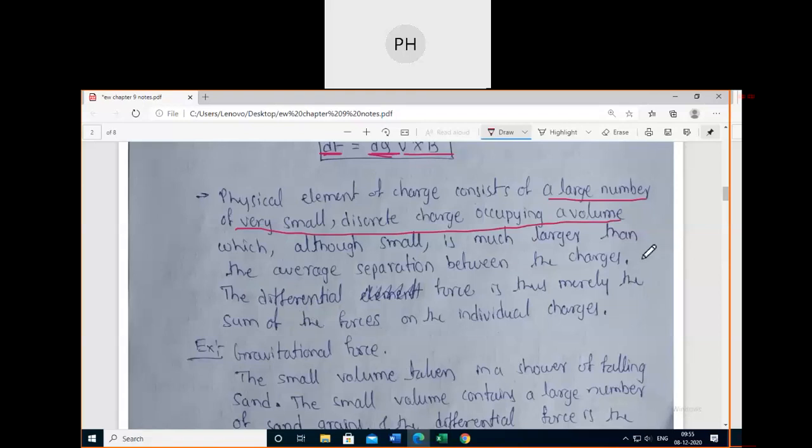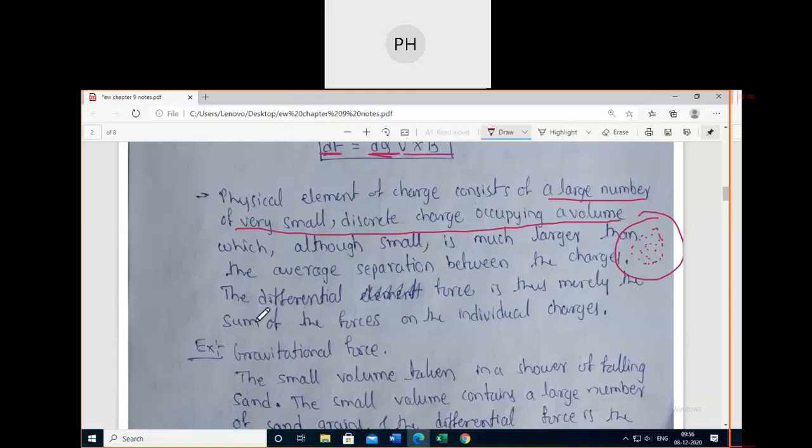What I am saying is, if I consider this as a small charge, one more charge is there, and one more, and one more. Like this, too many charges are here in the diagram. So what is the total charge? The total charge is nothing but the sum of all these charges, dQ1, dQ2, dQ3. The total charge will be the sum of all.